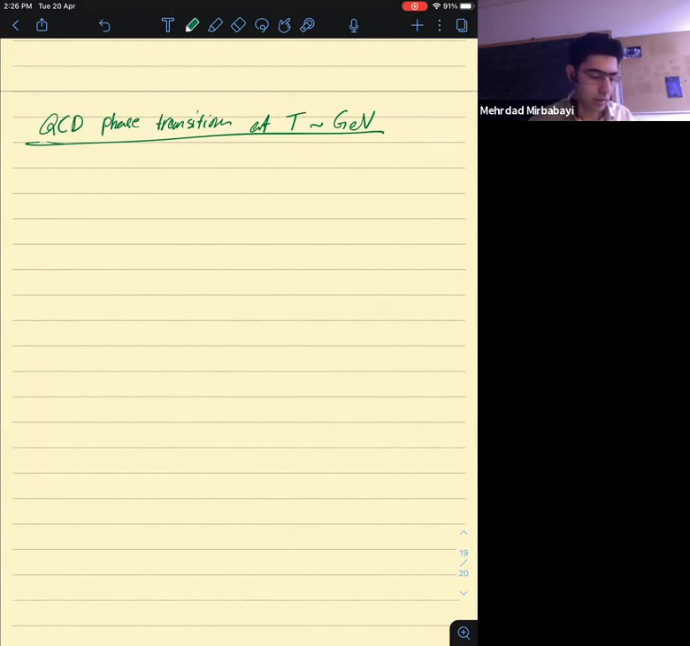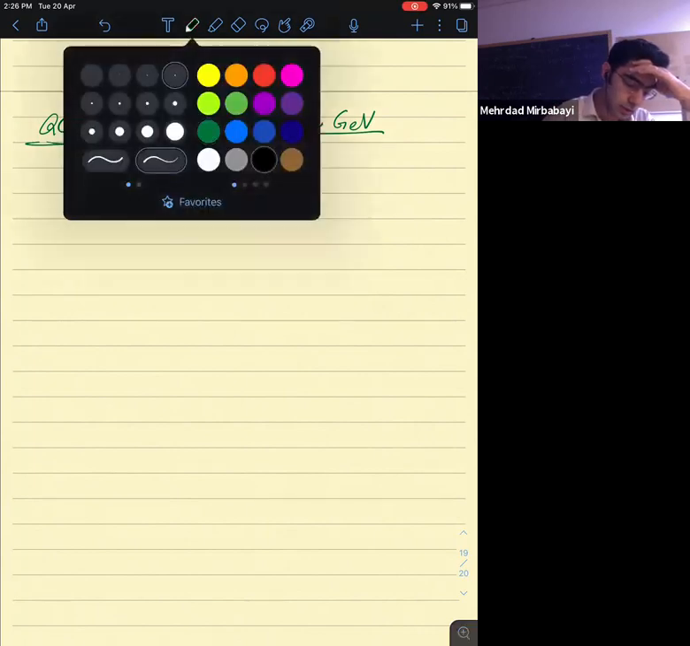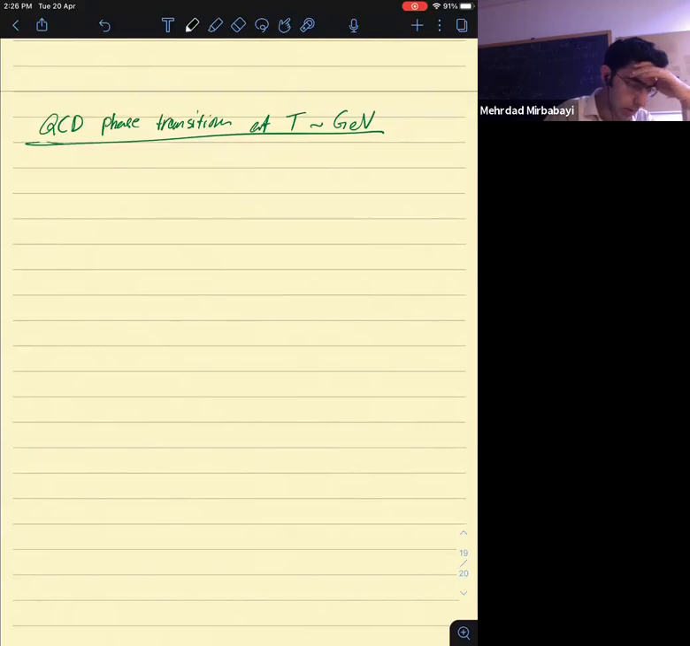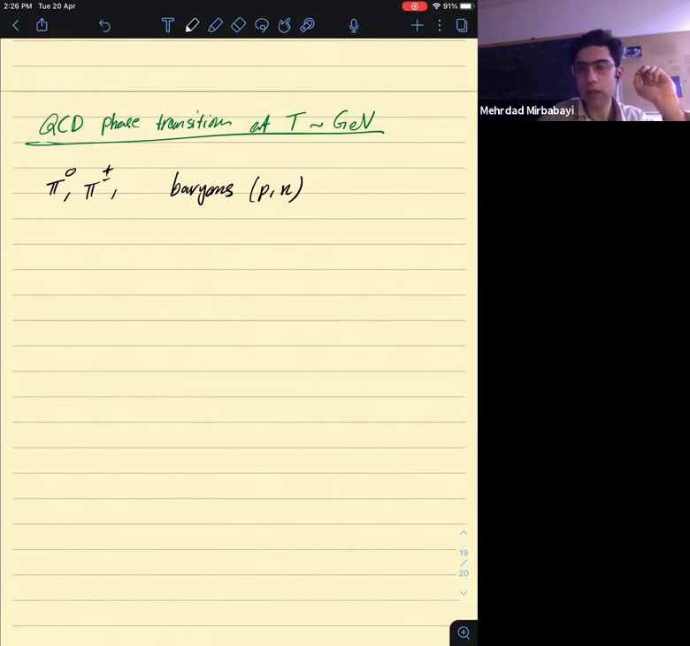So effectively, well below this phase transition, what survives is pi zero and pi plus and pi minus, which are still approximately relativistic. Plus baryons, so protons and neutrons. Some of these survive, not because they are relativistic. They have mass of order 1 GeV, so when T is much less than 1 GeV, they are non-relativistic. However, they have non-zero chemical potential.